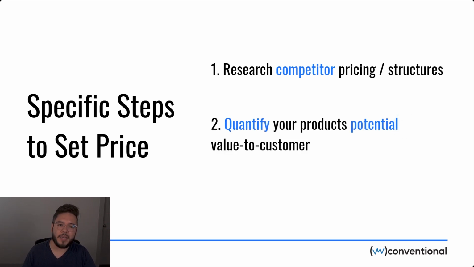Next, quantify your product's potential value to customer. As an example, I use B2B because it's the easiest. If I was selling them a piece of software that was going to save them money, what is the minimum and maximum amount of money they could hypothetically save? Okay, so now I know, wow, we could save $5,000 or $10,000 a year.